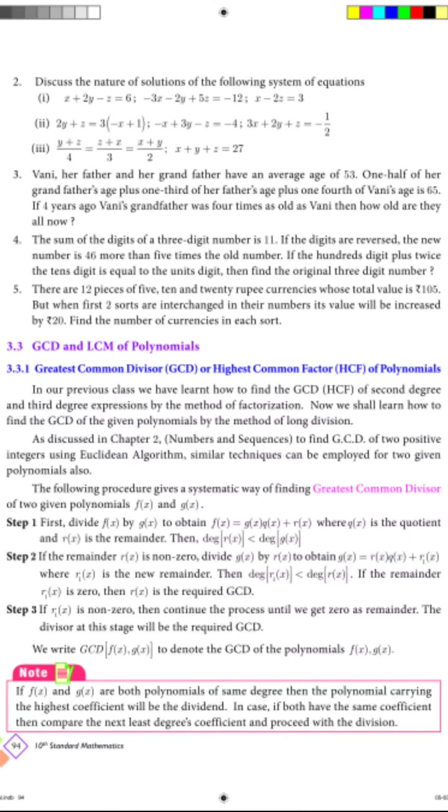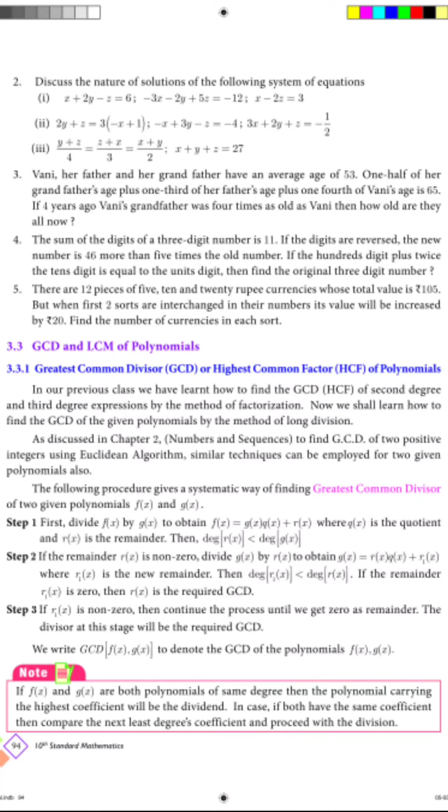So when the digits are reversed, one new number is formed. That new number is 46 more than 5 times the former number. This is the second data. Third sentence is the hundreds digit plus twice the tens digit is equal to the units digit. So the hundreds digit and twice the tens digit, when we add them up, it is equal to the units digit. Find the original 3-digit number.